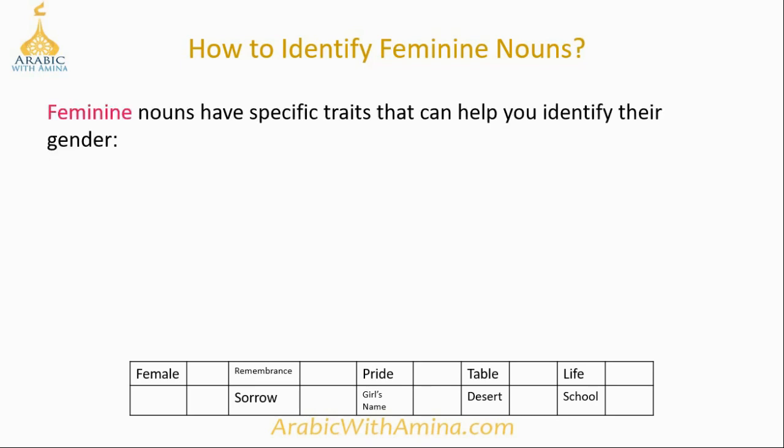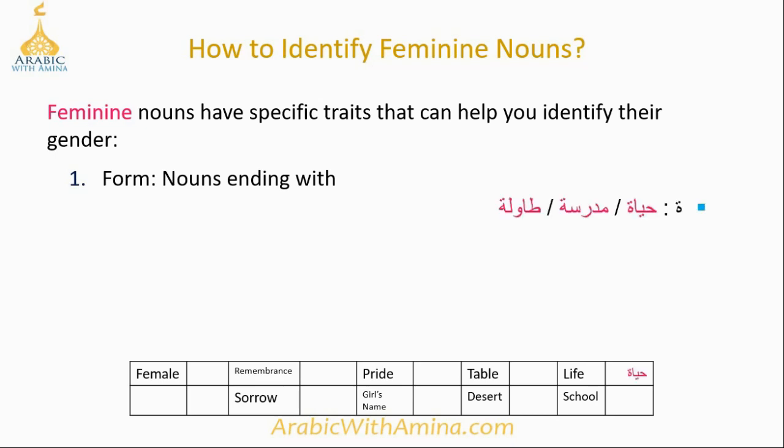Feminine nouns have specific traits that can help you identify their gender. These traits are, first, the form. Any noun ending in ta marbuta, such as haya, life, madrasa, school, tawila, table, these end with ta marbuta. So you can see, just by looking at it, that this noun is a feminine noun. The other ending that indicates that the noun is feminine is alif hamza. An example of this would be sahra, meaning desert, kibriya, meaning pride, or aliya, which is a girl's name.